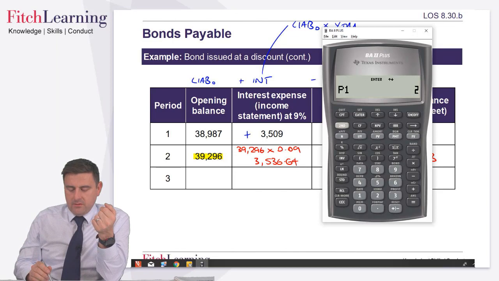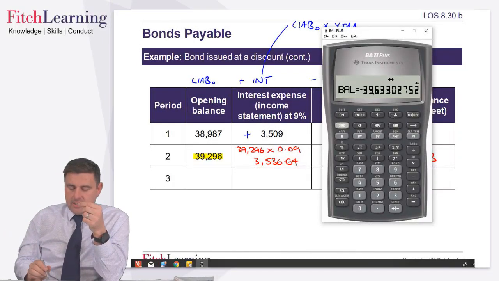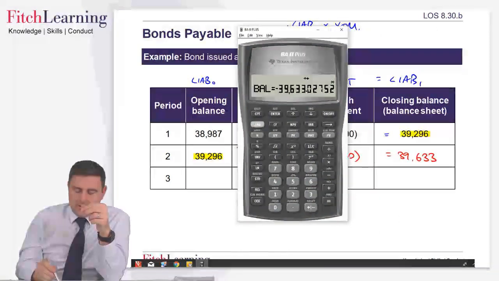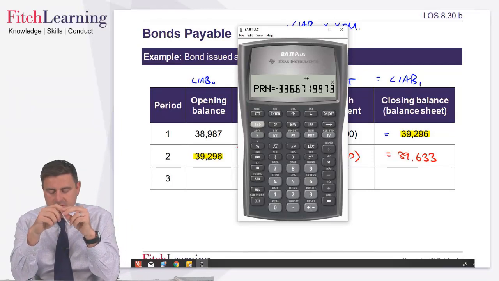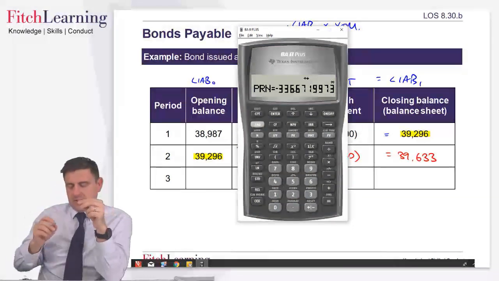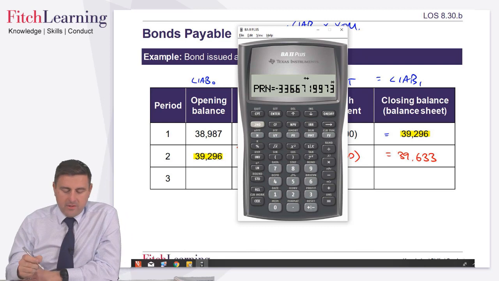I press two. That's the start of year two. Enter the store, top line. Press the down arrow, go to P2. Press two, enter. I've now isolated year two data. I scroll down, you see the balance, 39,633. And if I go down again, you've got principal, it's a change in the liability of 39,296 to 39,633. Again, just showing you the amortizations, the fact that the bond is increasing in liability over that period of time.